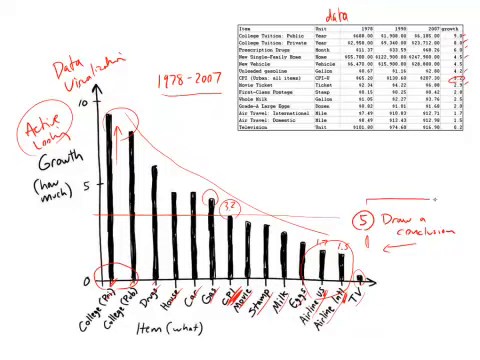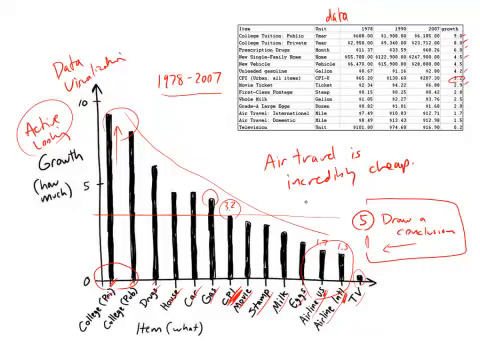I've got a conclusion now. You want to know what my conclusion is? Air travel is incredibly cheap, and relative to everything else has risen so little that we might as well say that it has actually gone down. And that tells us something.